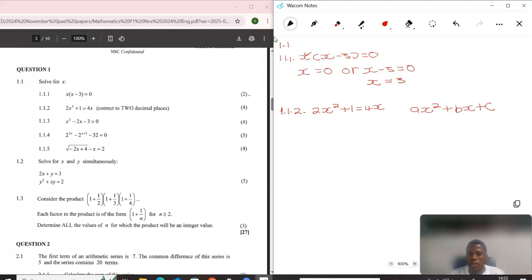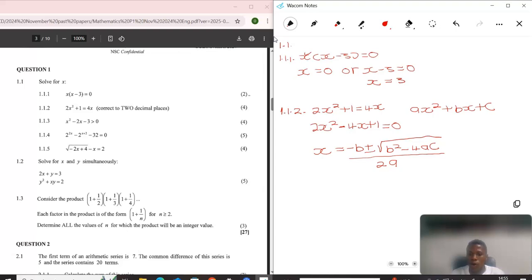Okay, therefore let's write this in the standard form. It would be 2x squared, and when you take this 4x and transpose it to this side, you change its sign, therefore you're going to get negative 4x plus 1 is equal to 0. Therefore let me write the quadratic formula. Minus b plus or minus root b squared minus 4ac divided by 2a.